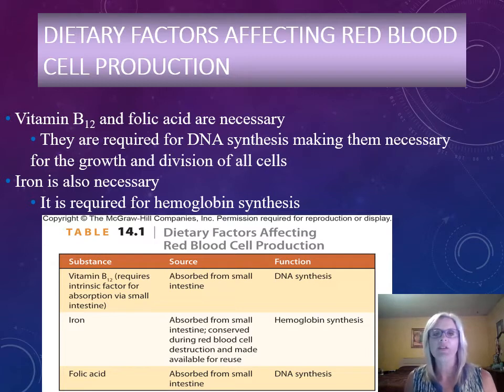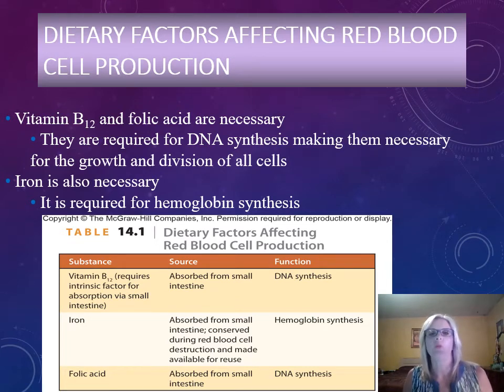All right, so dietary factors that can affect our red blood cell production. What is important in the diet? B vitamins, folic acid, and iron are all very vital to red cell production. B12 and folic acid are needed for cell growth and division early on. Since hematopoietic cells divide a lot, they can easily become deficient in these vitamins.